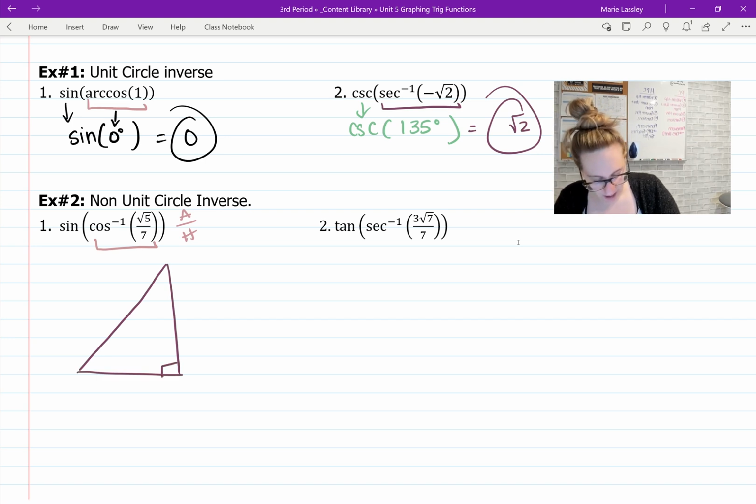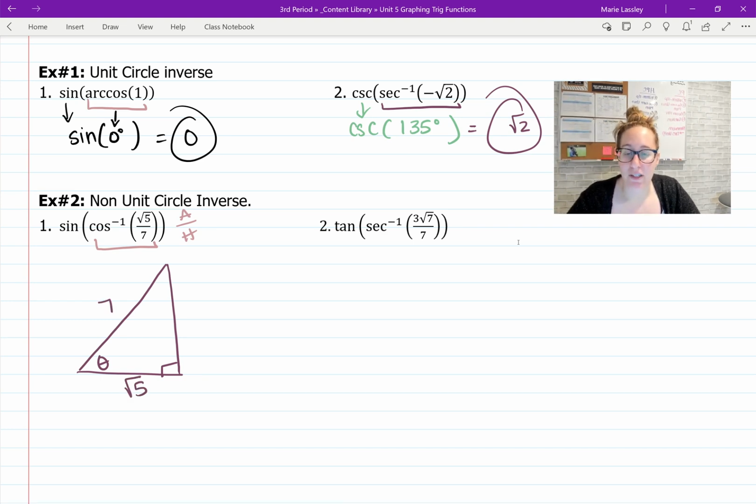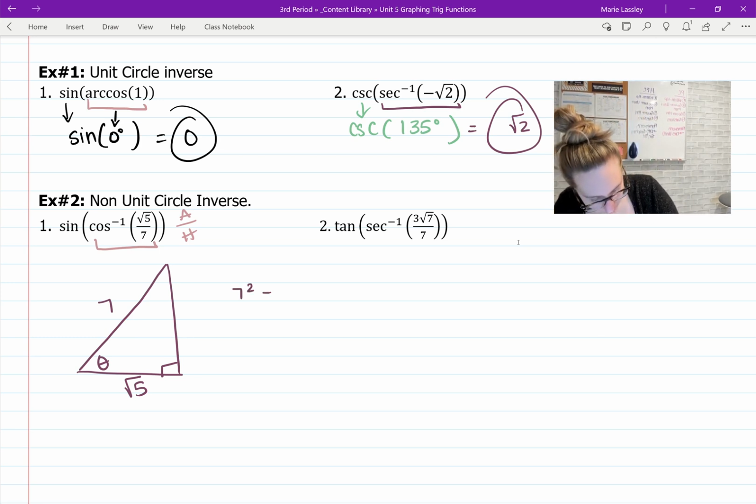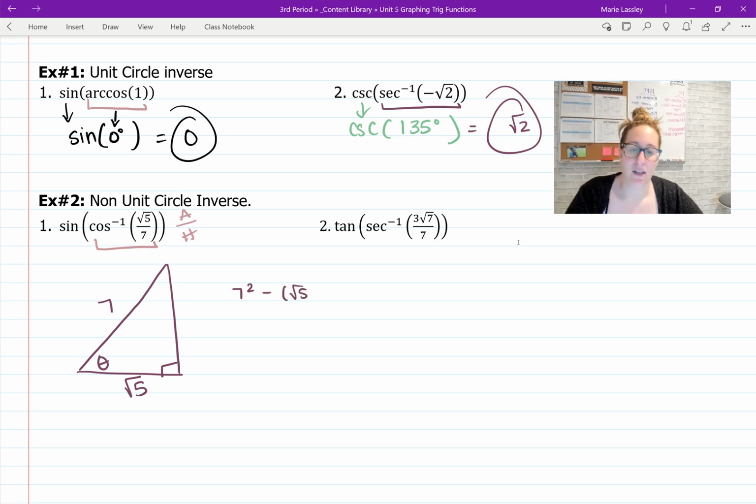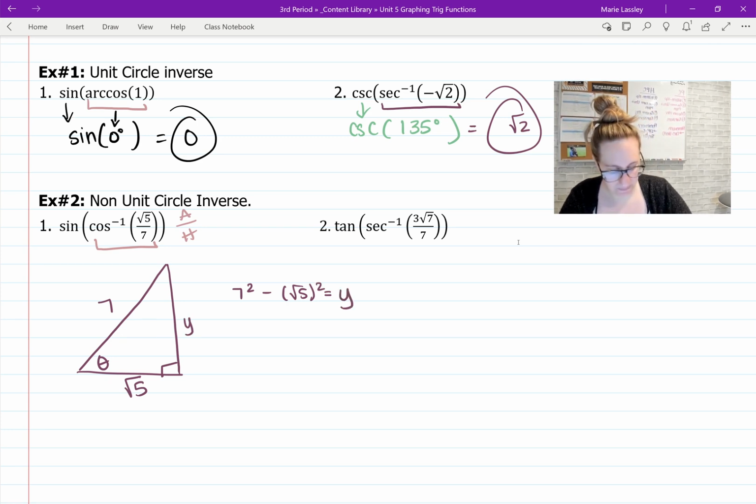All right, and adjacent, so this is my angle. Adjacent is root 5, hypotenuse is 7. To find the other side of my triangle, I need to do the Pythagorean theorem. So I have 7 squared minus root 5 squared equals my y value, I guess. It doesn't matter, you can call it x. We're just kind of sketching out a triangle, right, squared.